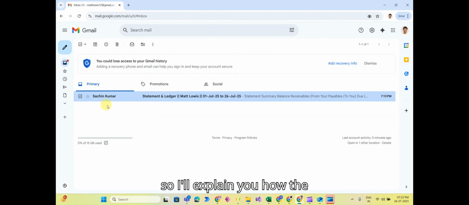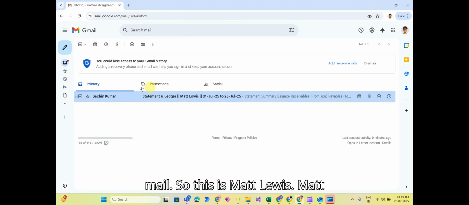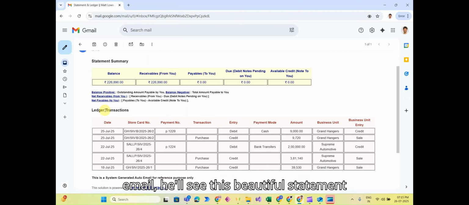So I'll explain how the customer will get the statement and ledger in his mail. So this is Matt Lewis. Matt Lewis will get this email. If you look, when he, as your customer, opens this email, he'll see this beautiful statement summary.